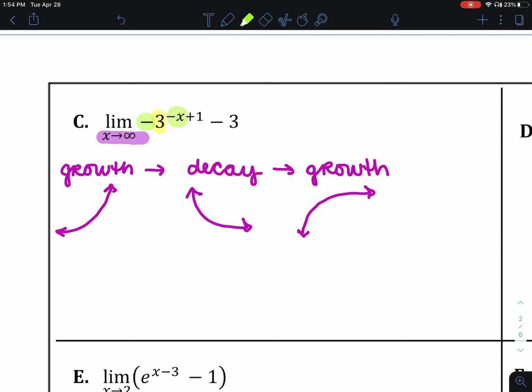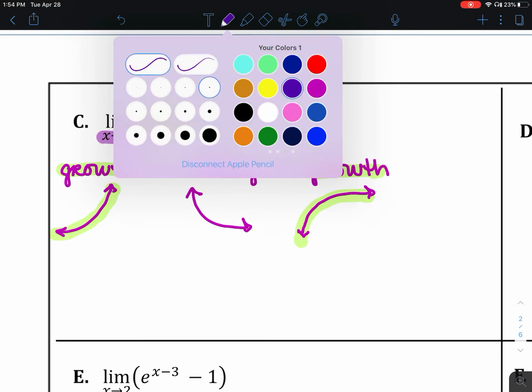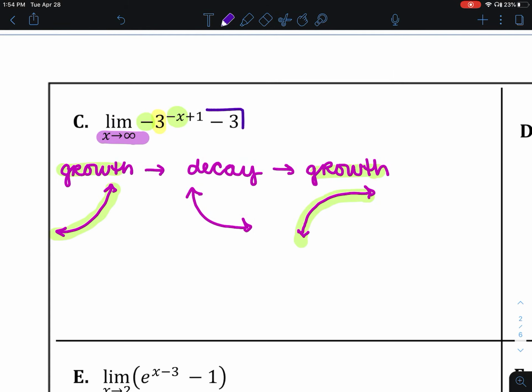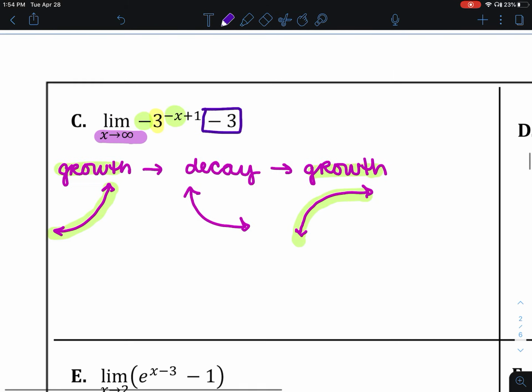But when you have the two reflections, growth to growth, this is the beginning, and this is the end result. Okay, so the only other thing we have to look at is our minus 3, which turns out to be our horizontal asymptote. Again, if that number is not there, then it's 0. And so therefore, we would say the limit as x approaches positive infinity is going to be negative 3.